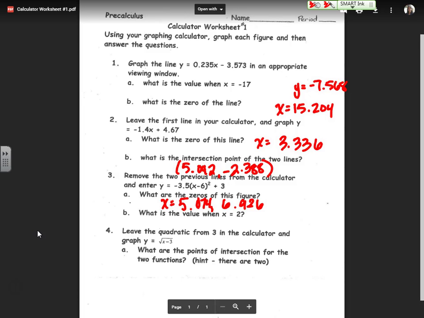Letter B, you definitely had to play with the zoom if you were using your calculator to do it. Some of you just did the math and you were like, plug in 2. Final answer would have been y equals negative 53. You guys concur?